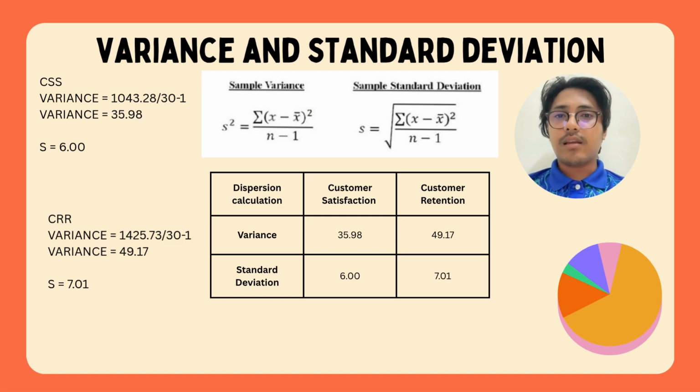Let's see the variance and standard deviation. The customer retention rate shows a higher value compared to the customer satisfaction score, which indicates greater instability and inconsistency. A high variance suggests that an investment is risky because the return can fluctuate significantly. Similarly, a high standard deviation in customer data means that customer experience varies widely. Some customers are very satisfied while others are very dissatisfied.